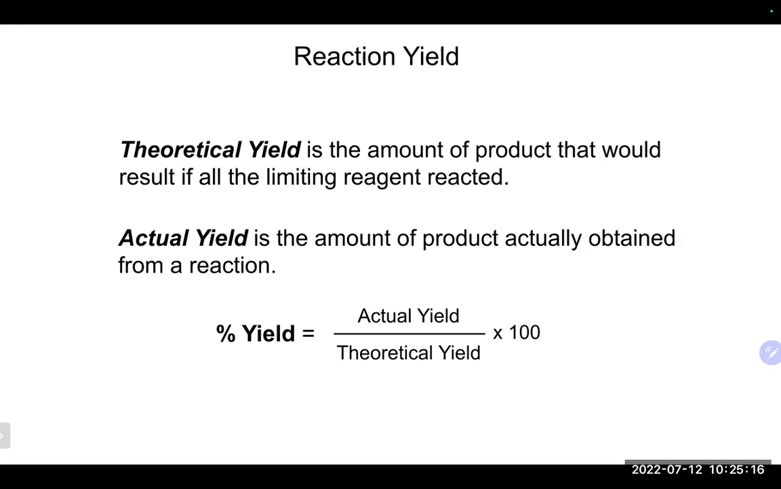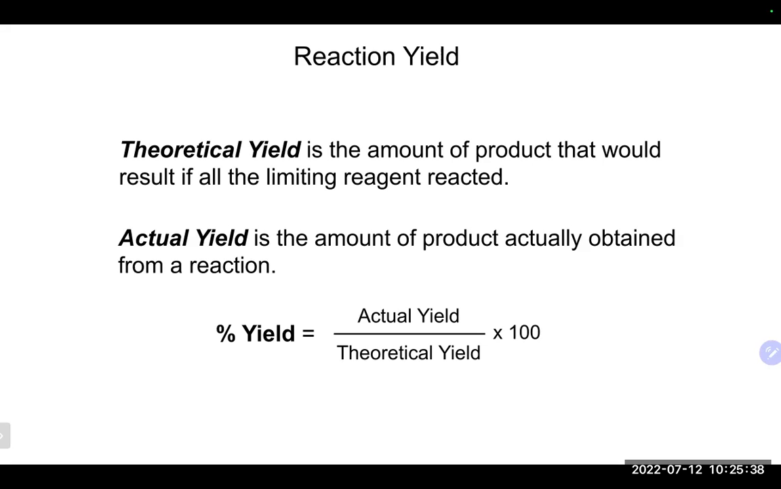We know in reality, things do not go 100% good all the time. You know, things stick and flash. You don't get all the stuff out. There's maybe some side reactions that occur. So what we actually see is what is referred to as the actual yield. And the actual yield is pretty much what the name implies. It is actually how much you get when you physically go and do the experiment or the reaction.